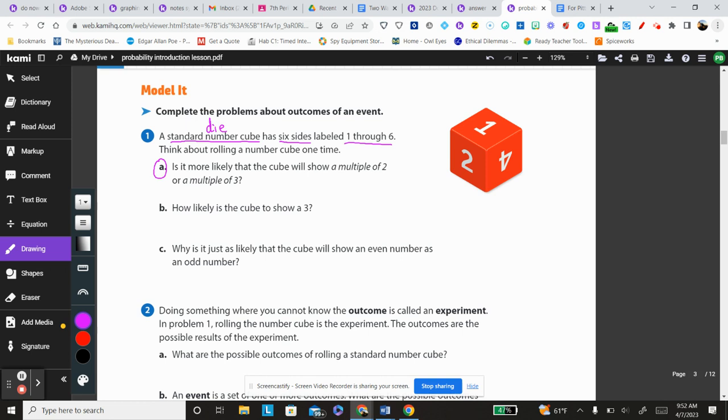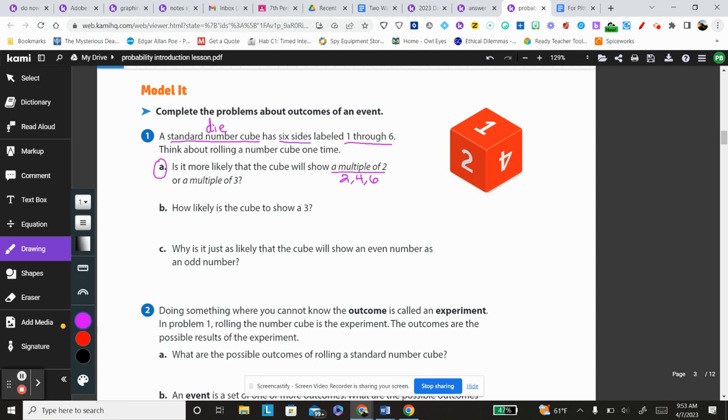Is 1 a multiple of 2? In other words, can you skip count by 2? Skip count by 2 for me. Okay, so the multiples of 2 would be 2, 4, 6. Why don't I worry about 8? It's not on the die.